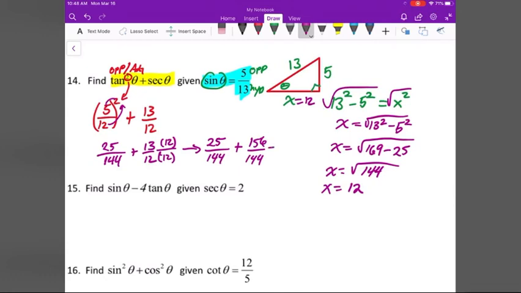25 plus 156 is going to equal 181. And then we keep the denominators if we're adding fractions. So we have our trig identity, tangent squared theta plus secant theta is equal to 181 over 144.